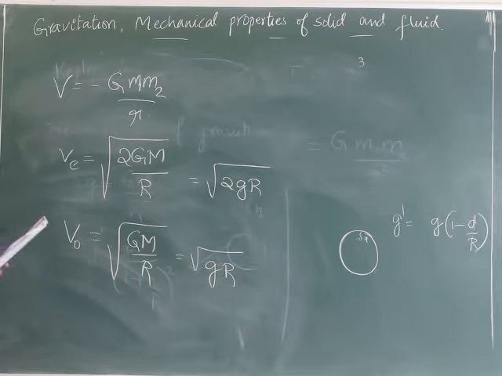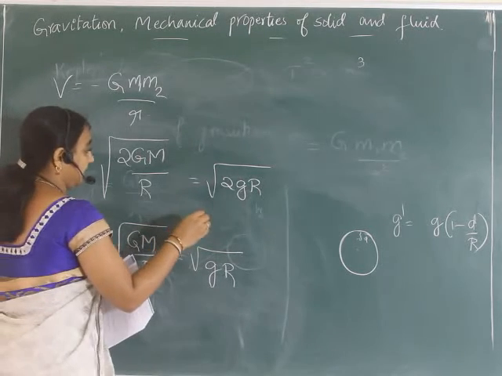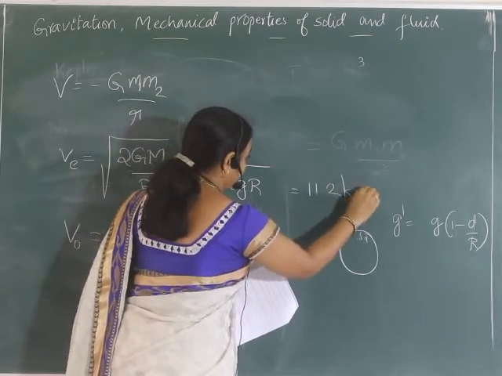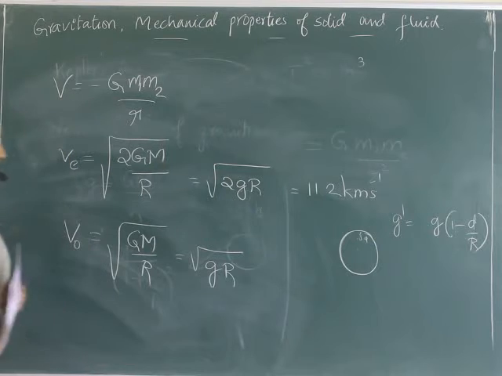Then one more is, what is the escape speed of the Earth? It is equal to 11.2 kilometer per second. Escape speed is 11.2 kilometer per second.